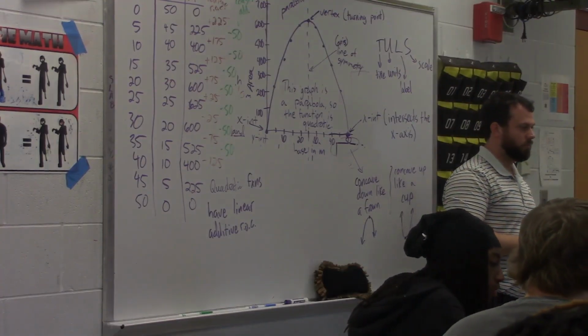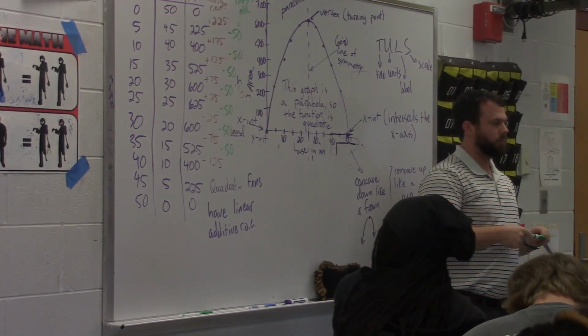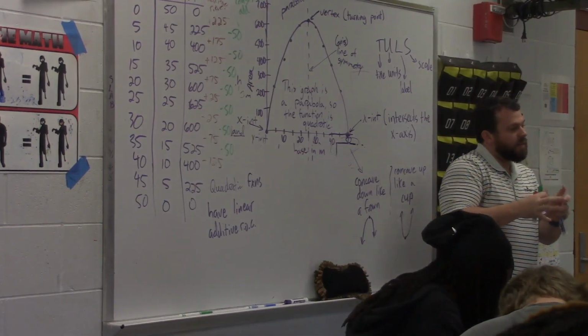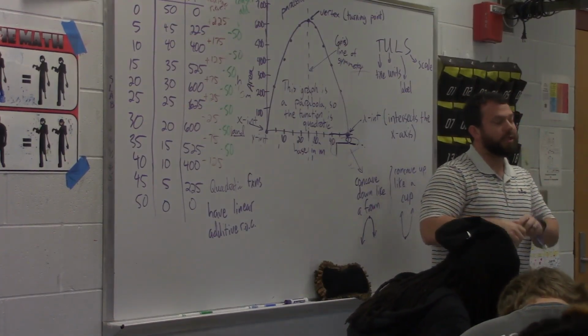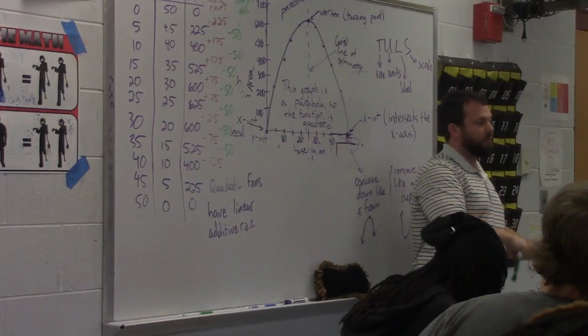So we get 50 each time because we subtract it. But the big difference, let me say it this way. If it has constant additive, it's linear. The question is, is it a linear additive rate of change, or is it a linear function?